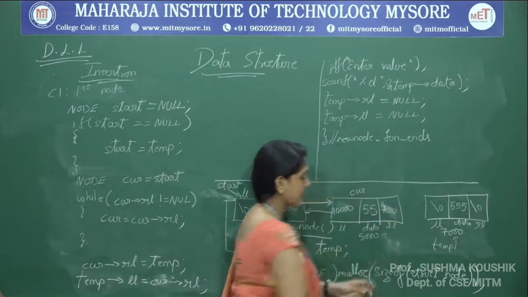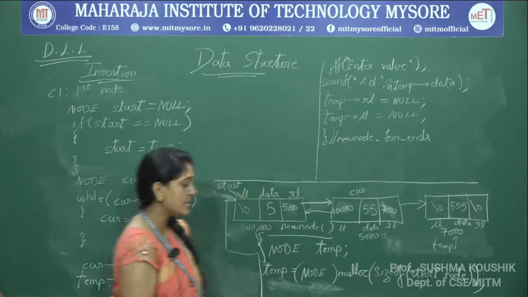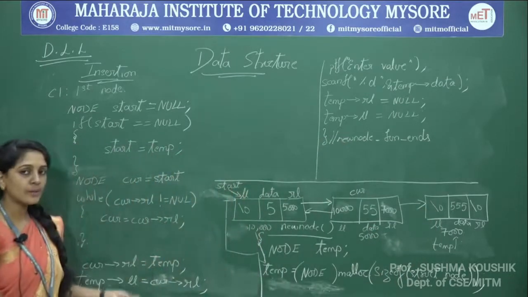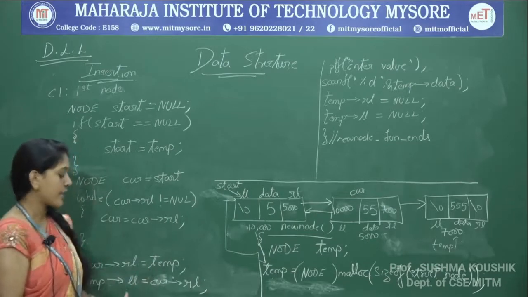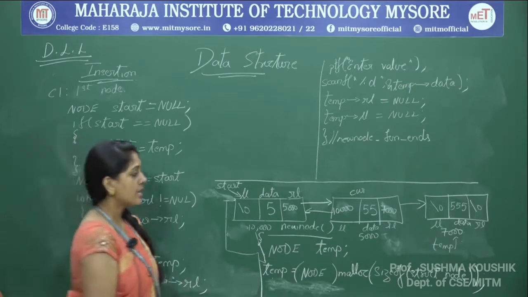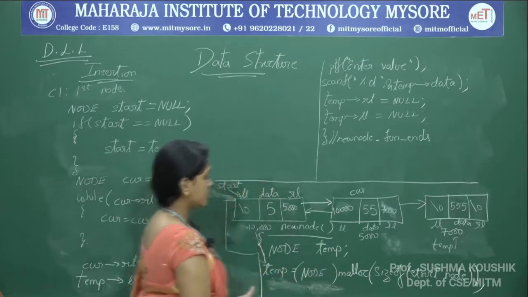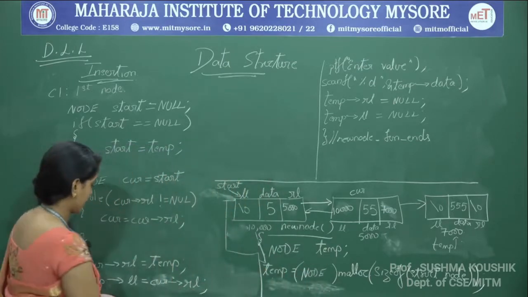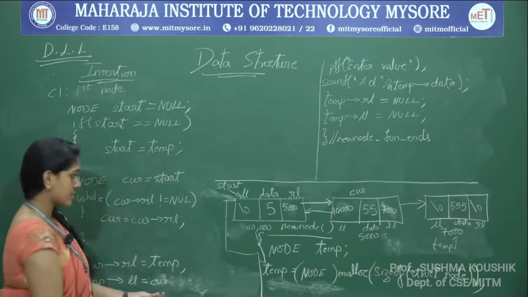Temp is having 7000. So one link is established. Our work is not yet done because we have to do one more link establishing. So next is temp of LL is equal to current of RL. So not current of RL, just current itself is holding over here. So current of RL is not required. We will just write as current.